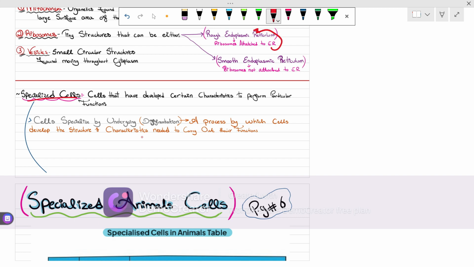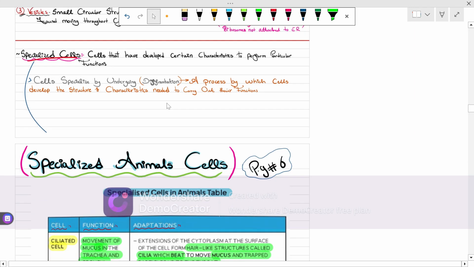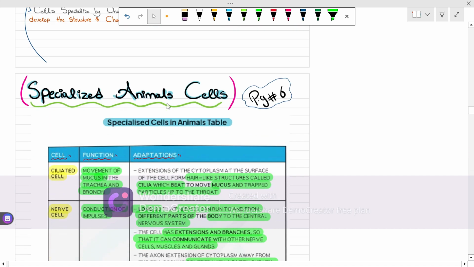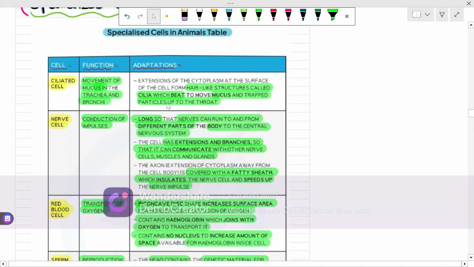These cells undergo specialization by differentiation. Differentiation is a process by which cells develop the structure and characteristics needed to carry out their functions. We're going to take specialized cells in animals and plants. First, animals. So we're going to take the cell, its function, and its adaptation. What is the cell? What is the main job of the cell? And how is this cell adapted to perform this function.